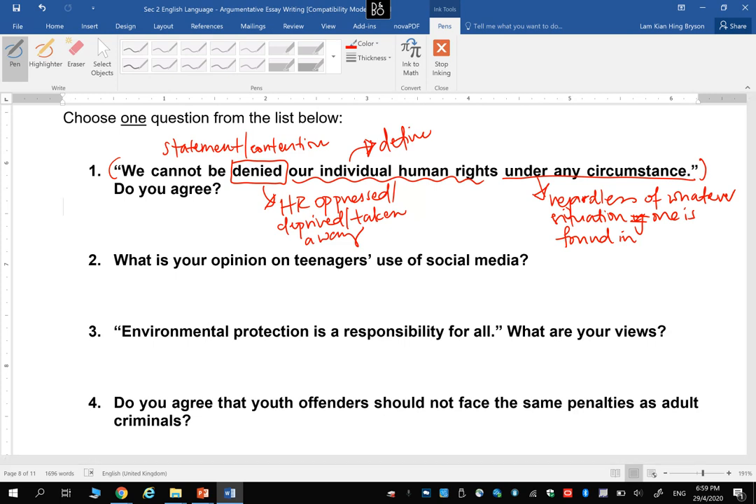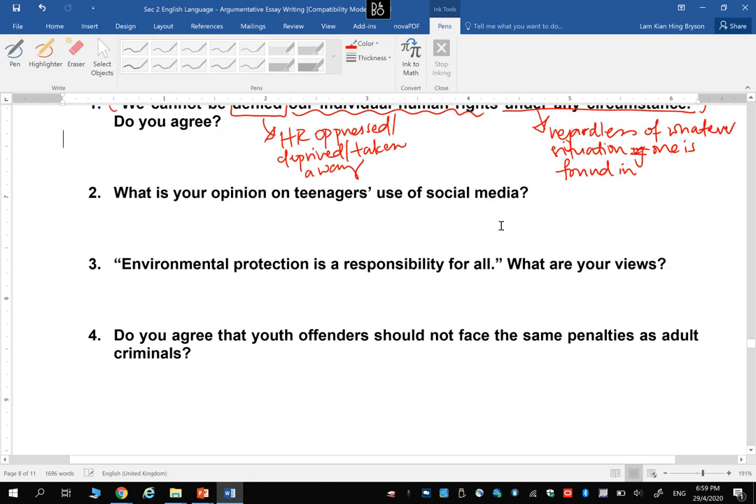Now, when you're looking at this question, you need to come up with points that could agree and points that could disagree with the statement. Then you decide what your view is towards this question, and then you argue whether you agree or disagree. Remember, when you are arguing, you need to have a thesis statement. That is very important. A thesis statement anchors your entire essay, so do not forget about your thesis statement.